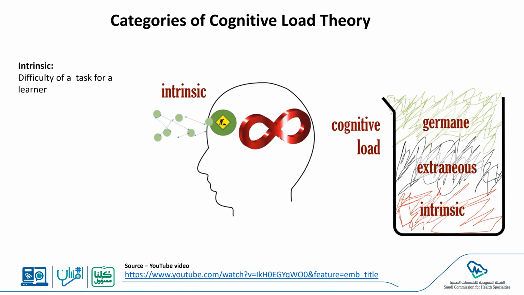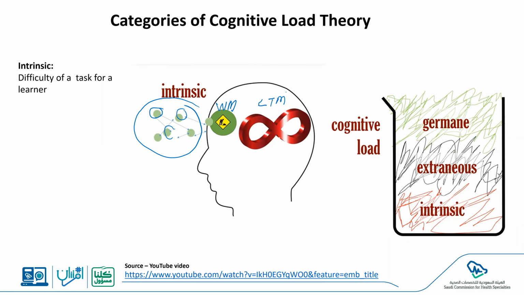extraneous, and germane. So the intrinsic has to do with any information. When you have information coming into your brain, either you're looking at it or hearing it, your brain is going to have so much information, pictures, images, and they're all connected to each other. And here it has to come to what we call the working memory in order to be stored in the long-term memory, okay?